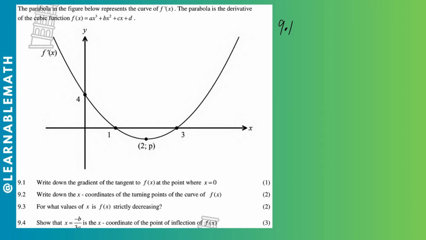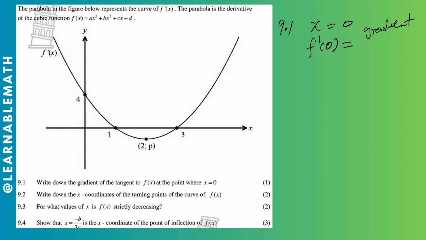And we do have an understanding that the first derivative is actually the same as the gradient. So they're saying write down the gradient of the tangent to f of x at the point where x equals 0. Okay, so when x equals 0, what is the first derivative equal to? Because the first derivative when x equals 0 will give us the gradient of the tangent to f of x, which is our cubic function. So what is the first derivative when x equals 0?